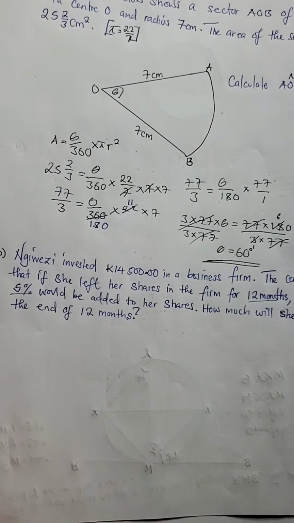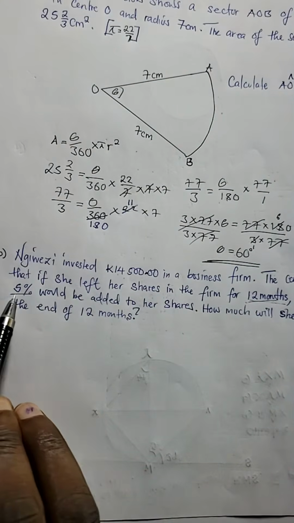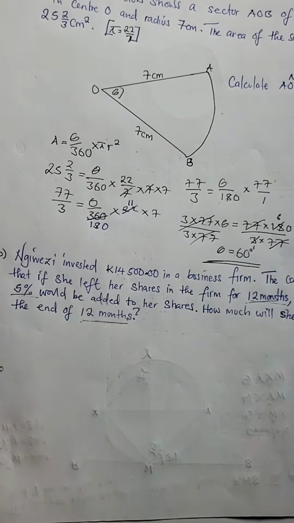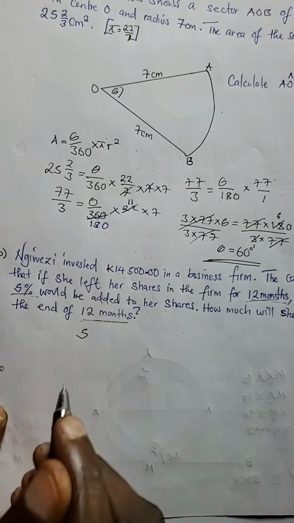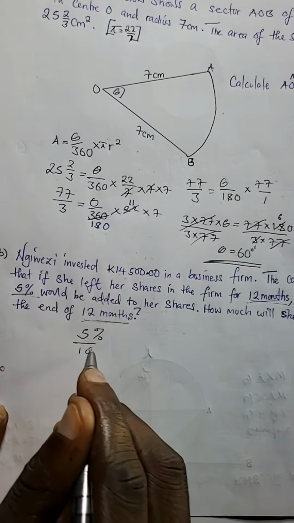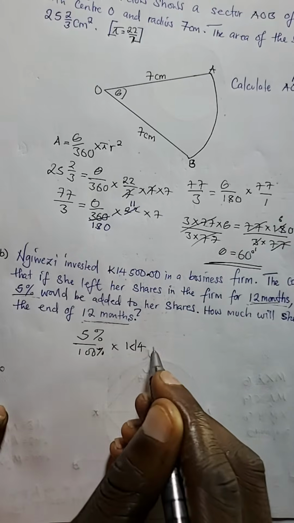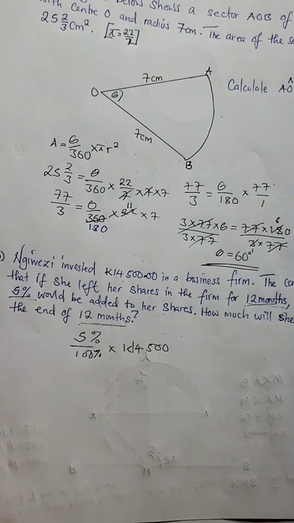Simple. So let's calculate the 5% of this amount. Since you are asked for a year, she has to get 5%. So what you need to do is just calculate 5% of this. So 5% over 100 percent times the 14,500. Forget about the 2 zeros here after the decimal point. They just confuse you when calculating. Add them at the end.